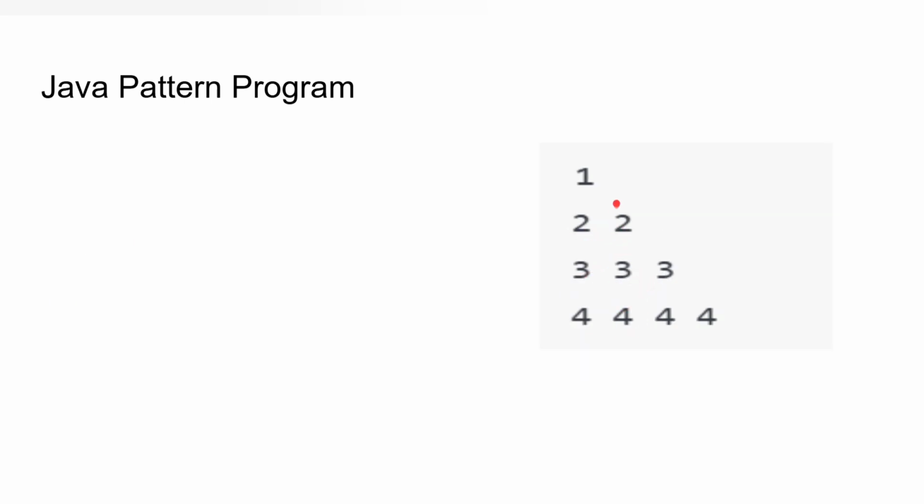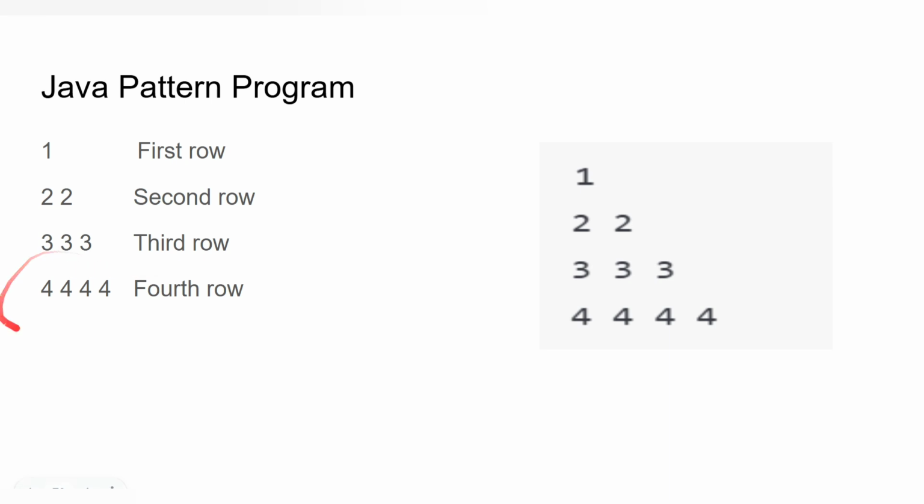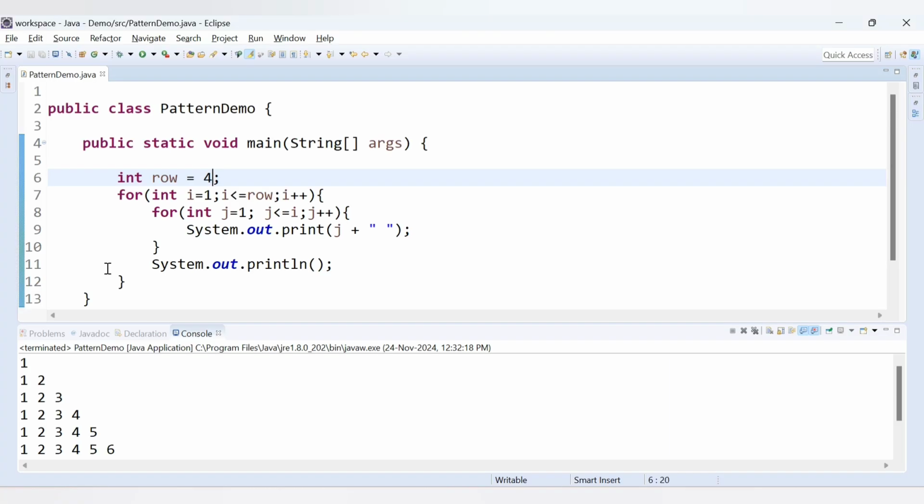So basically, the logic here is, for the first row, we are just printing 1. For the second row, we are printing 2 for both the values. For the third row, we are printing 3 for all 3 values. For the fourth row, we are printing 4 for all 4 values. So how we can achieve this? So we just need to make one change in our logic. What is that change? Instead of printing j, you need to print your i.